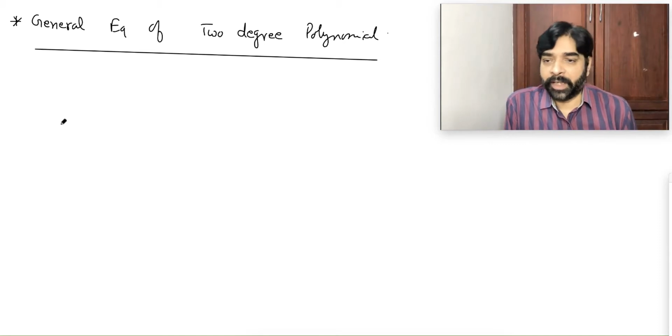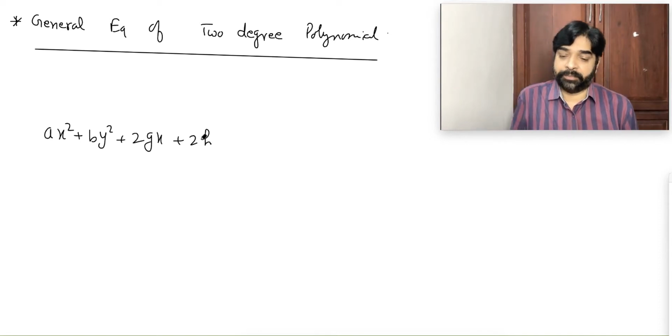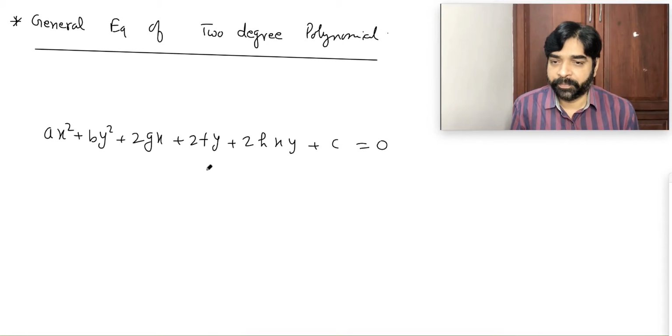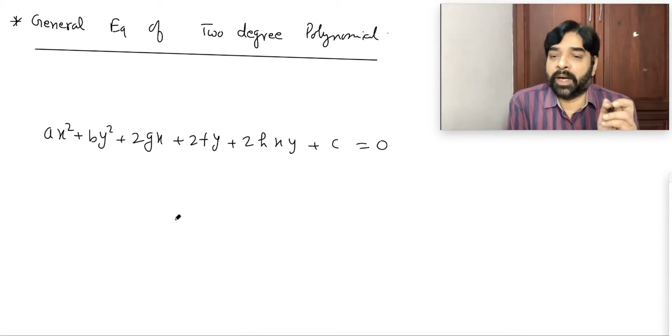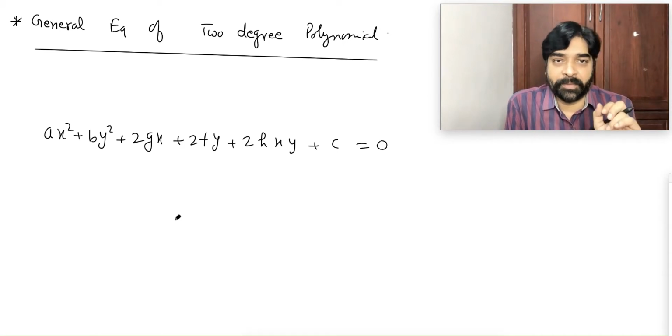Sometimes a quadratic in x and y can be given, something like this: ax square plus by square plus 2gx plus 2fy plus 2hxy plus c equal to 0. I wrote everything. Yes. This is called the 2 degree general equation of a polynomial, which contains x and y variables.